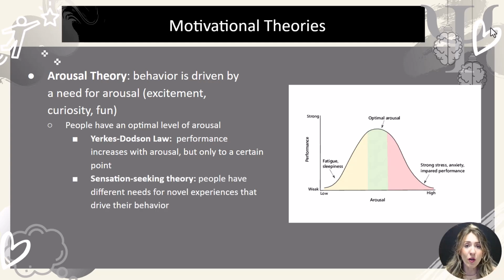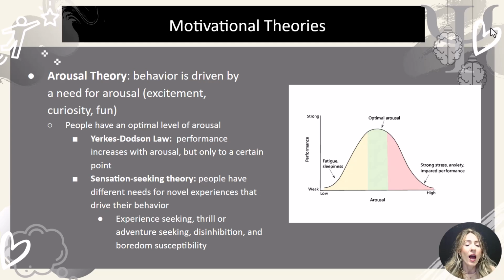Another way that they've looked at how this is different from individual to individual is the idea of sensation-seeking theory. With this theory, the idea is that people have different needs for novel experiences that drive their behavior. And they categorize these needs into 4 different areas: experience-seeking needs, thrill or adventure-seeking, disinhibition, and boredom susceptibility. You can actually get an individual score on these, and that might tell you how open you are to taking various risks and how much excitement or adrenaline rush you need in your life.